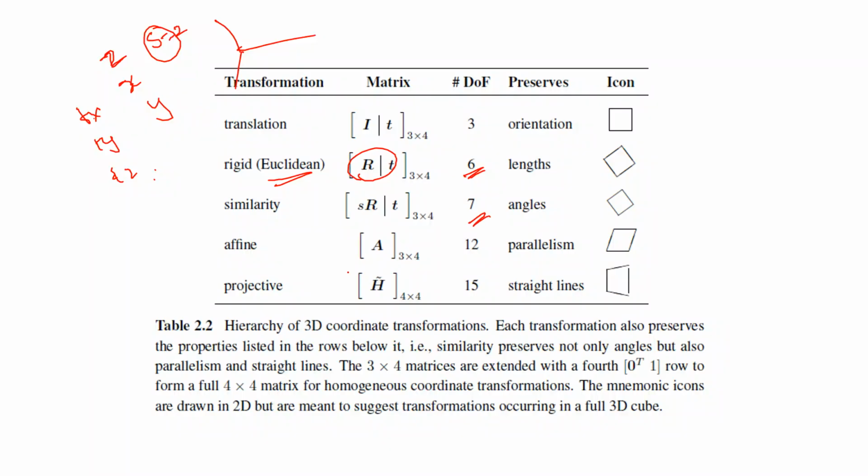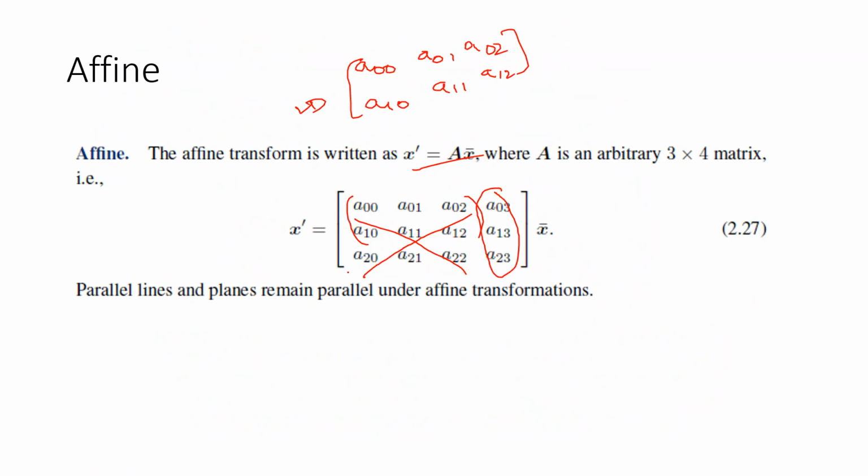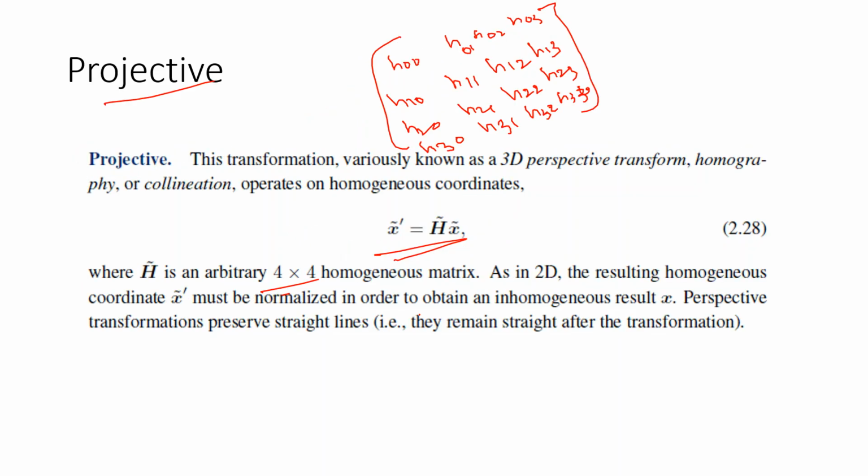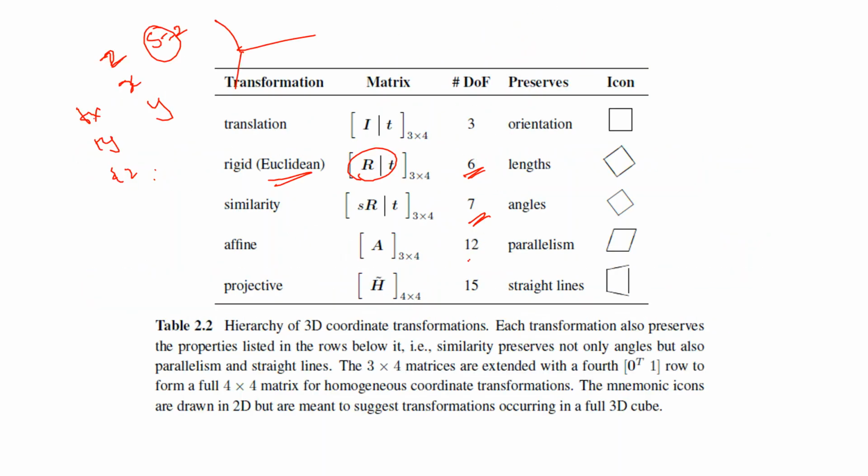And affine matrix we have seen, right? So it is 3 cross 4. Every value represents something, right? So this represents translation, this represents rotation, scaling, and shearing is performed. So all the 12 values are considered. So the degree of freedom is 12.